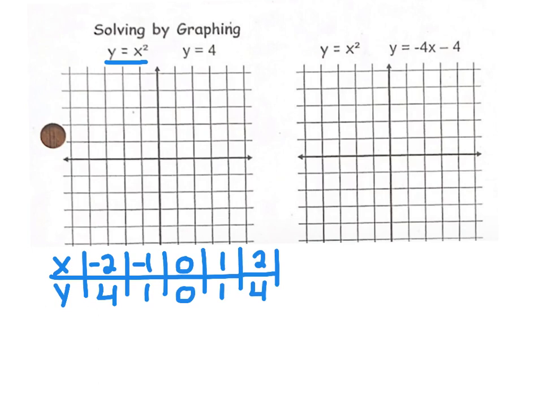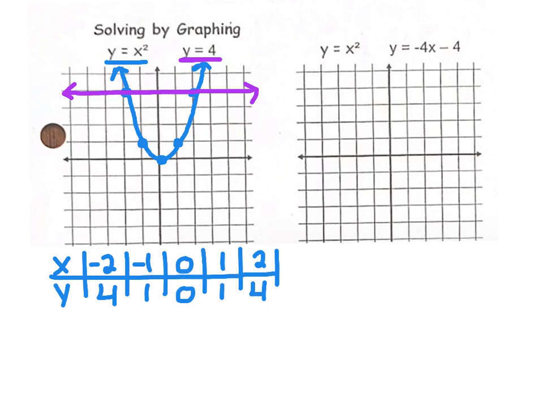So let's plot those ordered pairs. And as we can see, our axis of symmetry is at the origin, so we're going to see that reflection. Connect it with our smooth curved parabola. Now the line of y equals 4, we don't necessarily need to create a table of values for that, because when y equals 4, that means the only thing that can change is the x value. So the line of y equals 4 is the horizontal line where y is equal to 4.